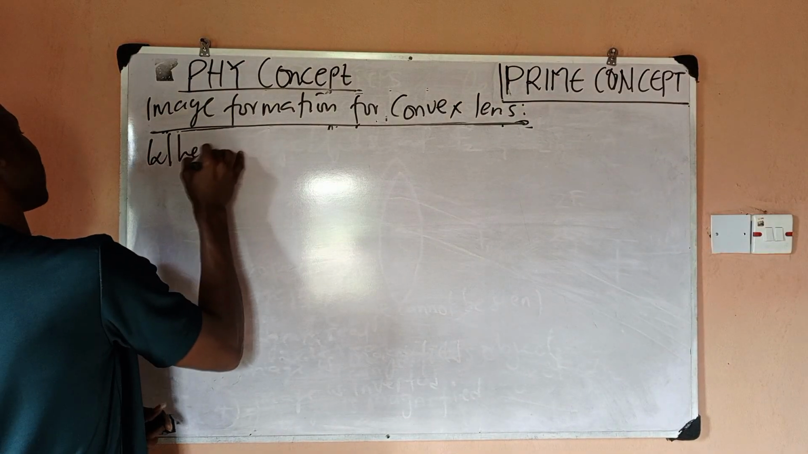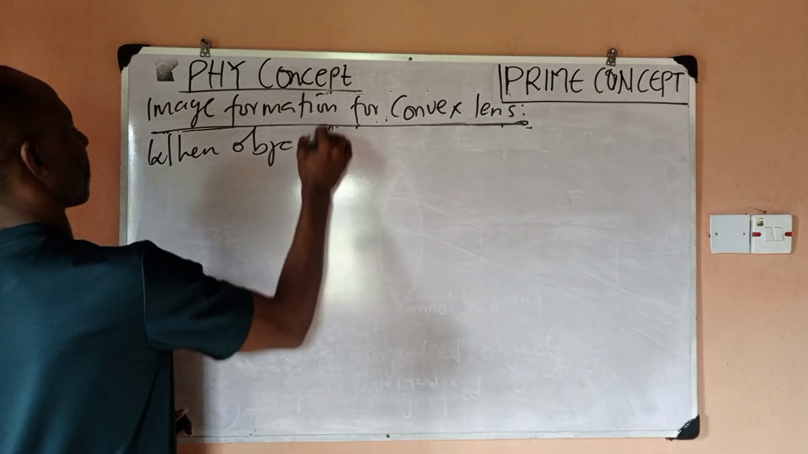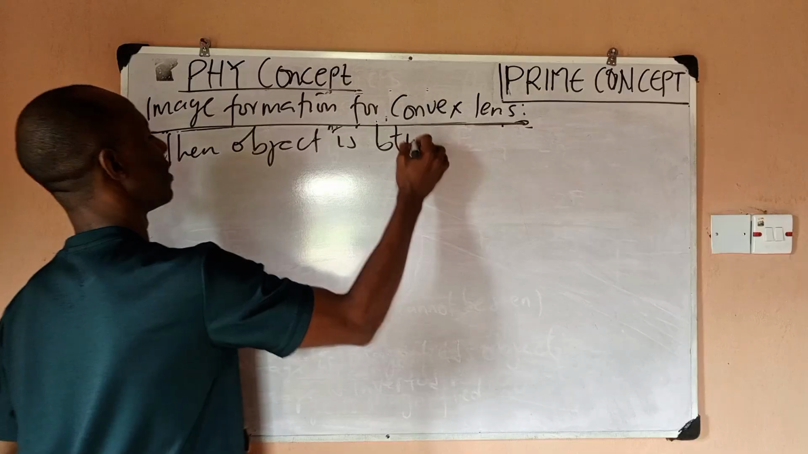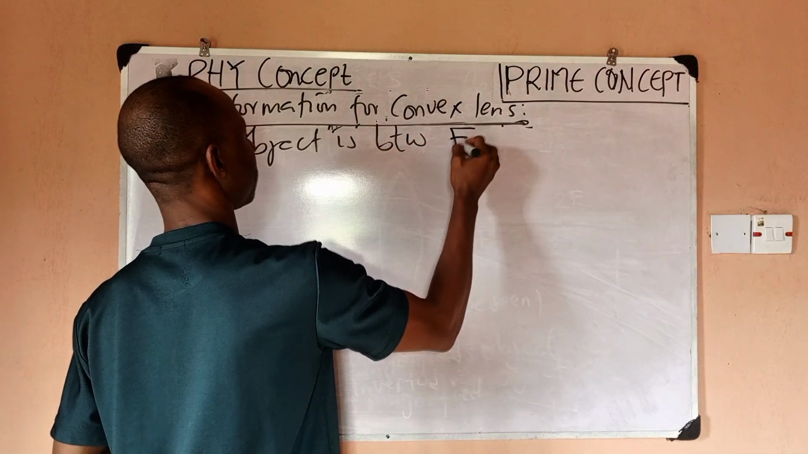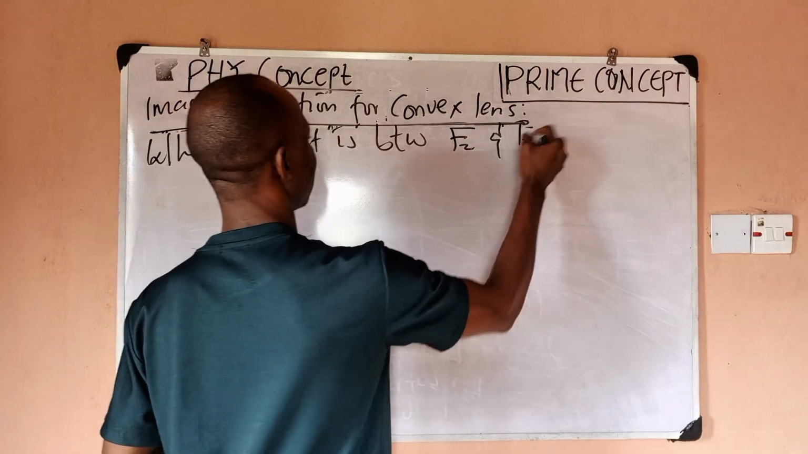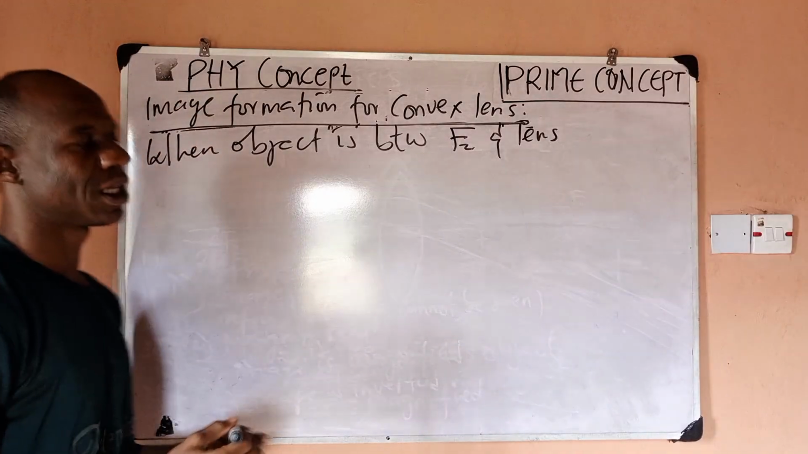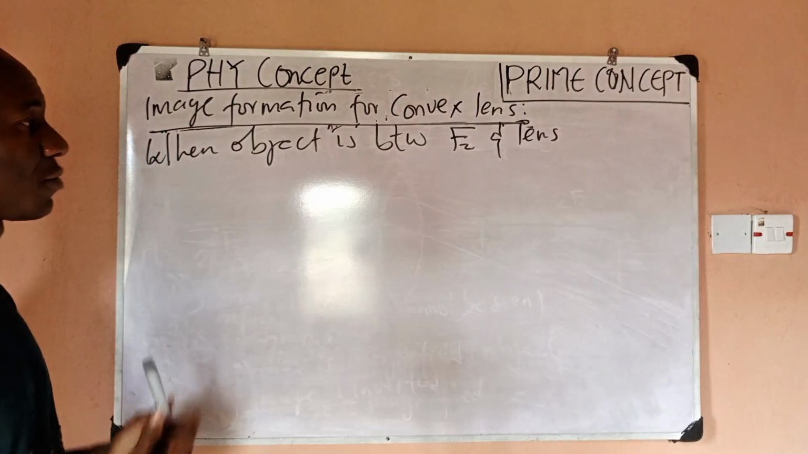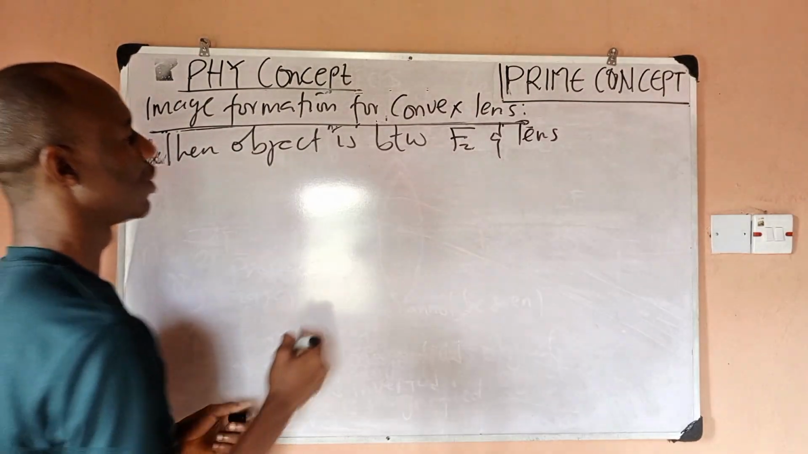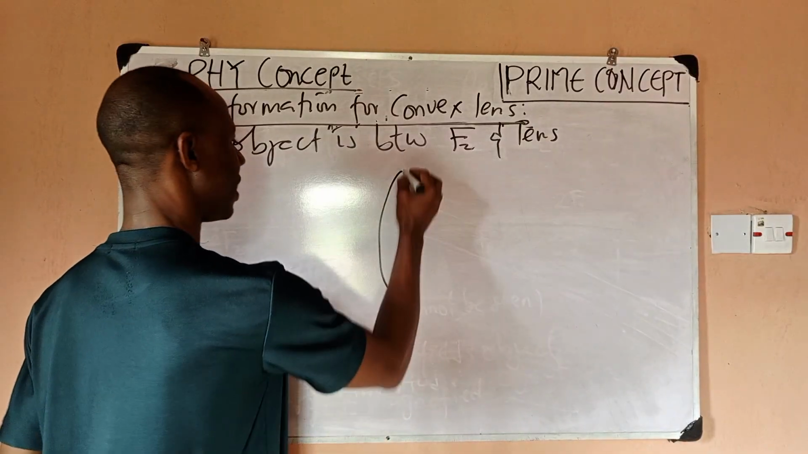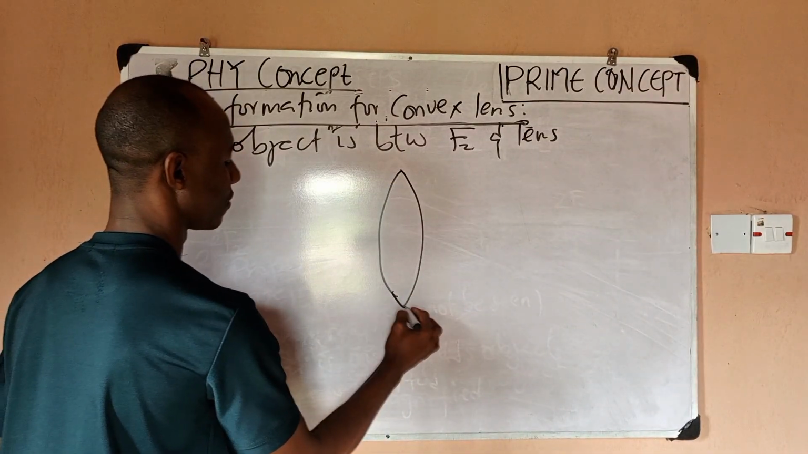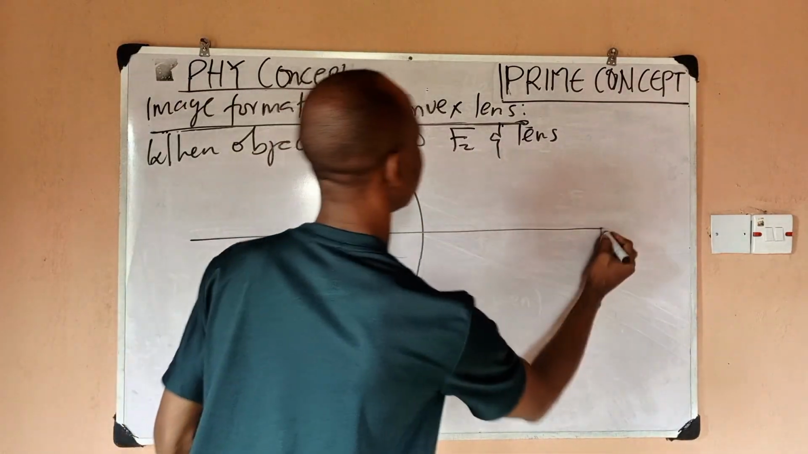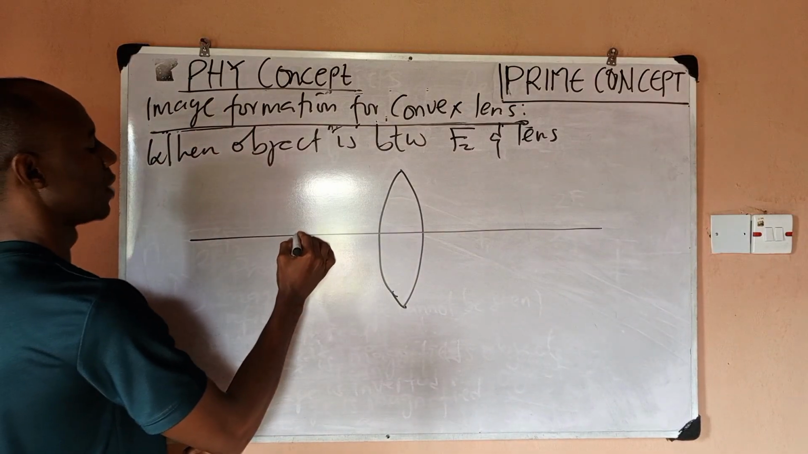When the object is between f2 and lens, when the object is between f2 and the optical center, or f2 and lens, where will the image be formed and what will be the nature of this image that is formed, right? So we're going to illustrate that using our ray diagram.